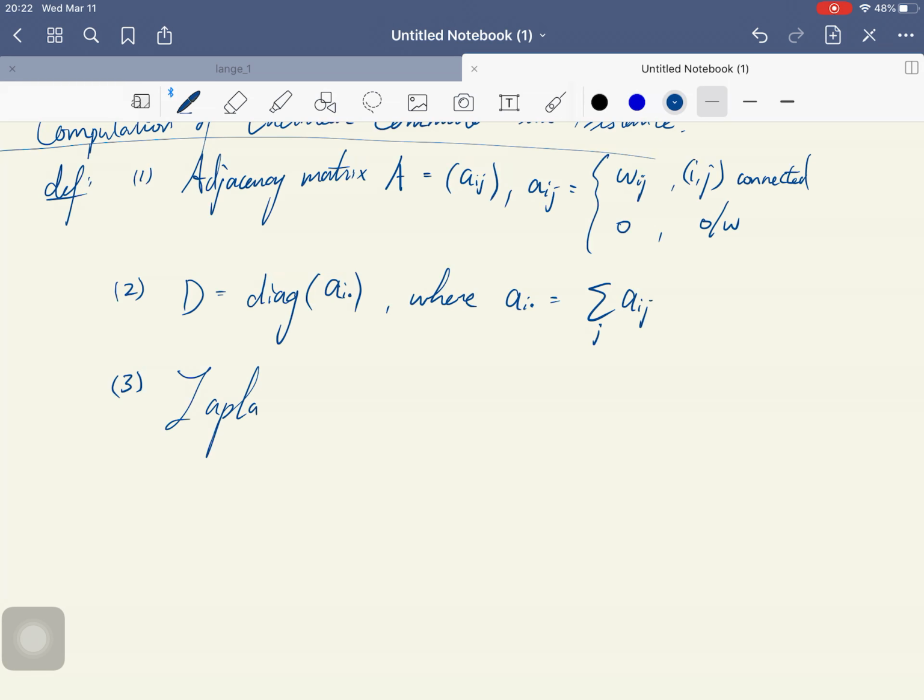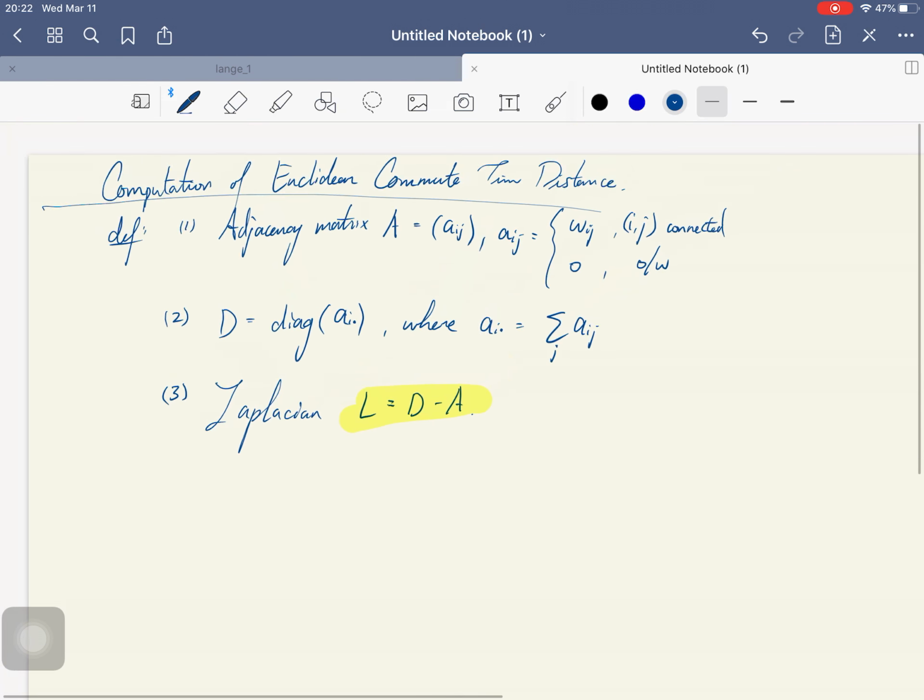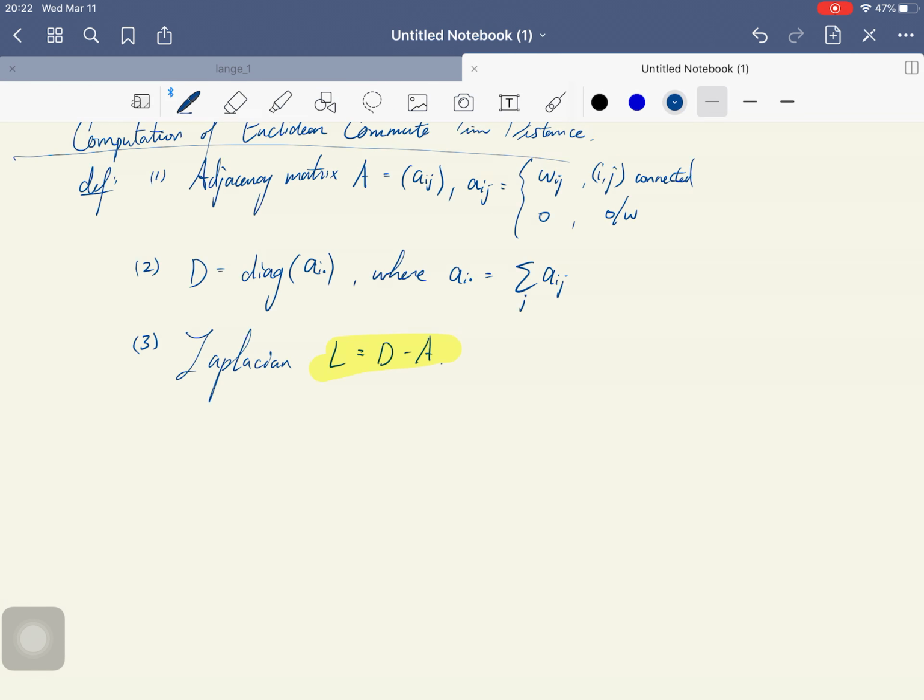The Laplacian L is equal to D minus A. Okay, this Laplacian is going to be very important, so I'm going to highlight it. Before I actually talk about the Laplacian, we need to know that the Laplacian L is not full rank.